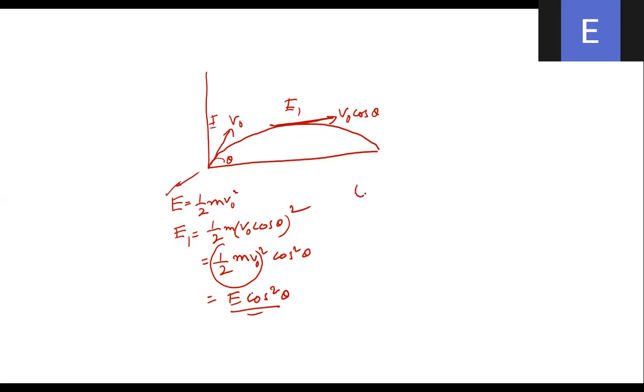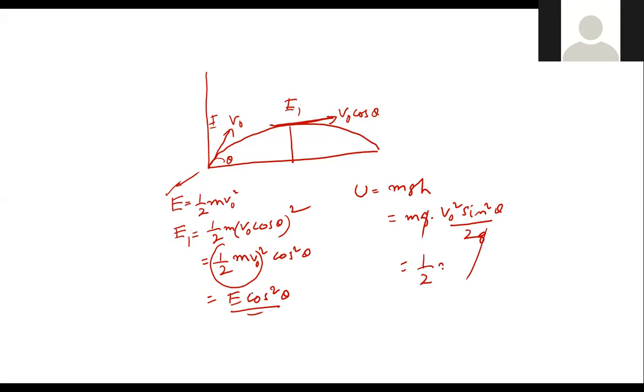Similarly, potential energy, I can call it U, is mgh. And what is h at this point? Maximum height, that is V0 square sine square theta by 2g. So it is half m V0 square sine square theta. So this is E sine square theta. So this is the potential energy and this is the kinetic energy in terms of E and theta.